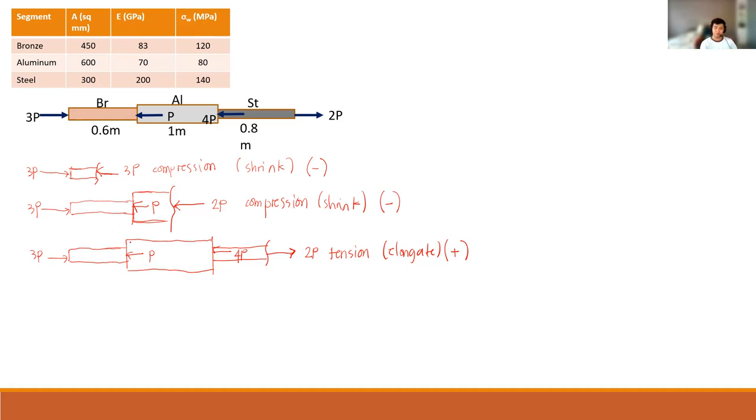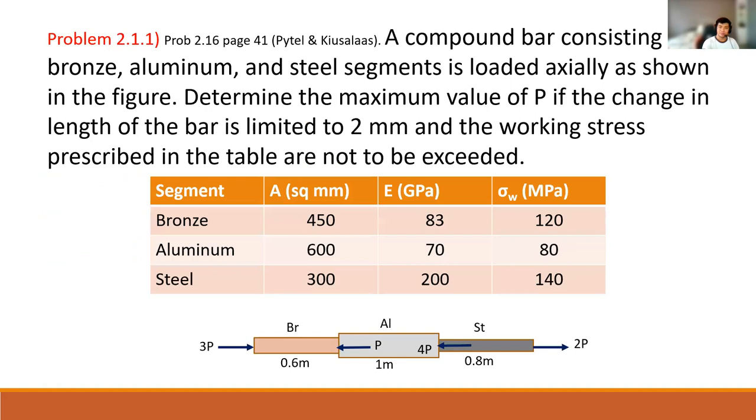Okay, so if we go back to the problem, it states that the bar is limited to 2 millimeters. Meaning the length of the bar, the bar in totality, the whole bar, not only a specific segment but the total bar, is limited to 2 millimeters of deformation. And it's asking for the maximum value of P if you're limited to 2 millimeters of deflection.